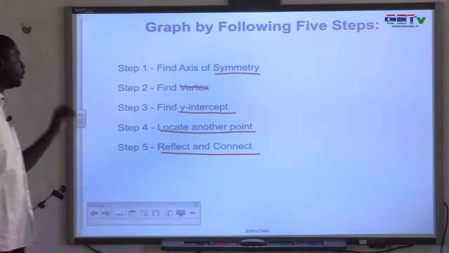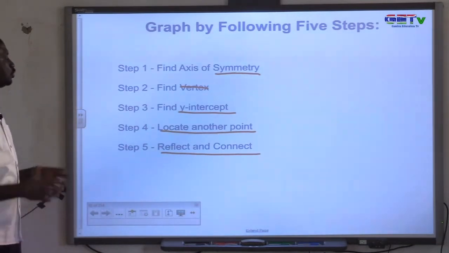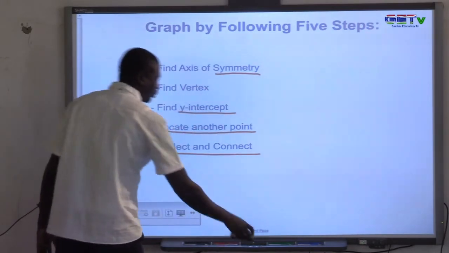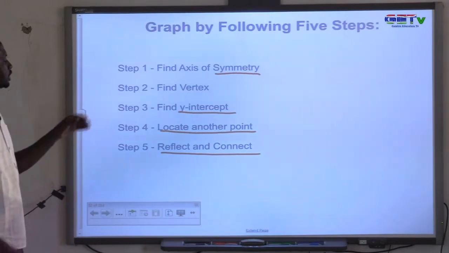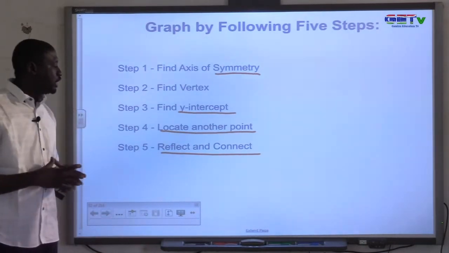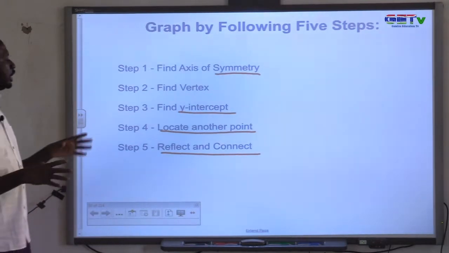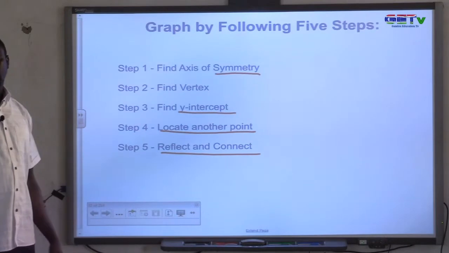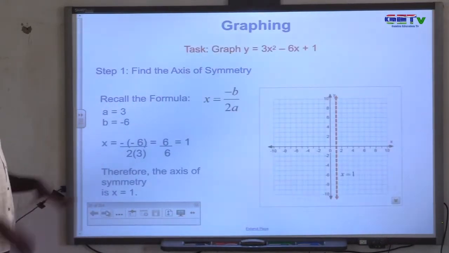Step 1, we are going to find the axis of symmetry or the line of symmetry. Step 2, going to find the vertex of the curve, the quadratic curve. Step 3, going to find the y-intercept of the curve. Then step 4, we locate another point and then reflect and connect the curve. So please follow. Task. We are given a quadratic function.